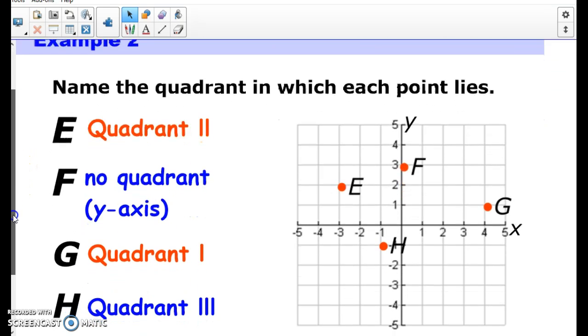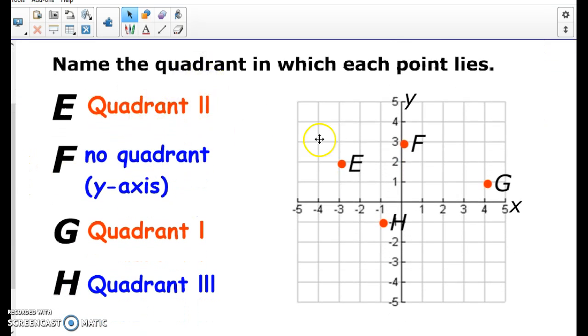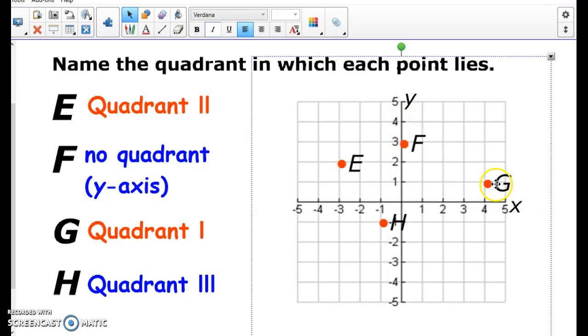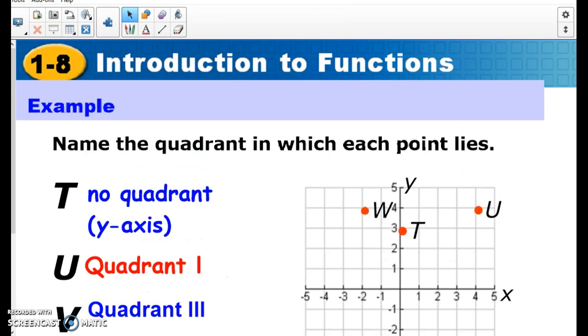And then here's some examples for quadrants. So point E right here is in quadrant 2. Point F is right on the line, so we would say that's on the x axis. Point G is in quadrant 1, and then H is in quadrant 3.